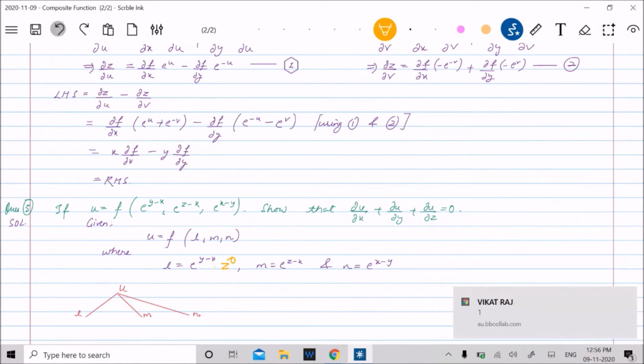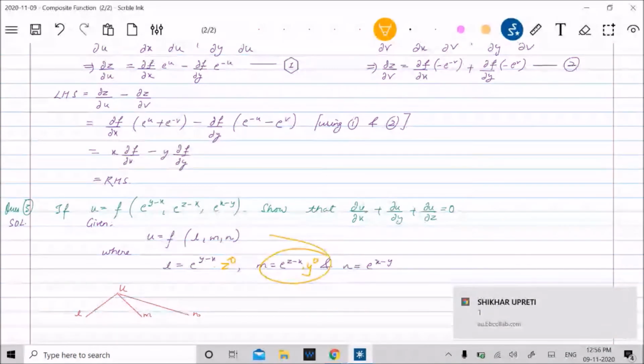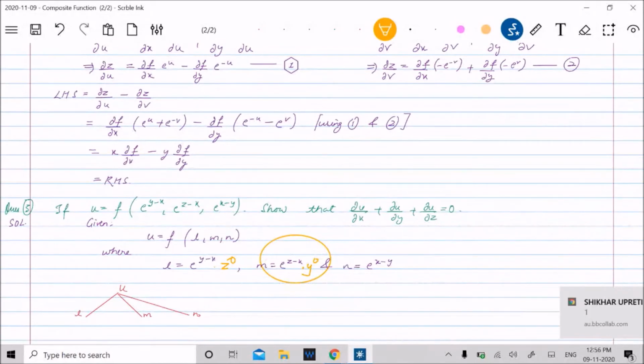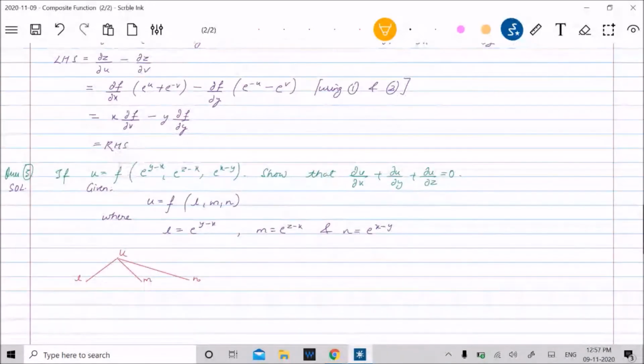So if someone says that no sir, m is not a function of x, y, and z, I will justify my point by writing y to the power 0. Now I will say that see, y is appearing here, so m is a function of x, y, and z. And the same logic can be given for the last n also, right? So this is a nice way to express a given variable into 3 variables or more than 3 variables if they are not actually having the third variable, right? So this is my point.